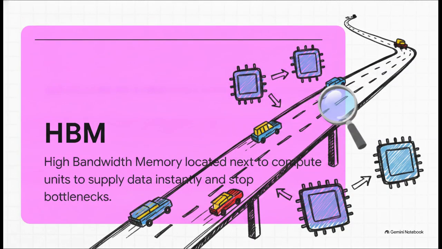Enter HBM, or high bandwidth memory. Going back to our factory analogy for a sec, if a standard computer's memory connection is a narrow, single-lane dirt road, HBM is a massive multi-lane superhighway.